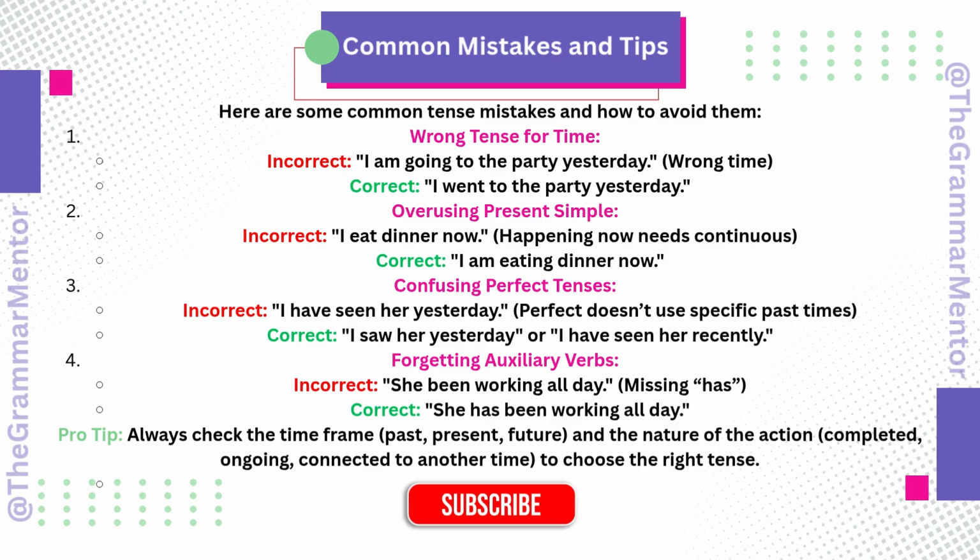Confusing perfect tenses. Incorrect: I have seen her yesterday. Perfect doesn't use specific past times. Correct: I saw her yesterday, or I have seen her recently. Forgetting auxiliary verbs. Incorrect: She been working all day. Missing has. Correct: She has been working all day. Pro tip. Always check the time frame, past, present, future, and the nature of the action, completed, ongoing, connected to another time, to choose the right tense.